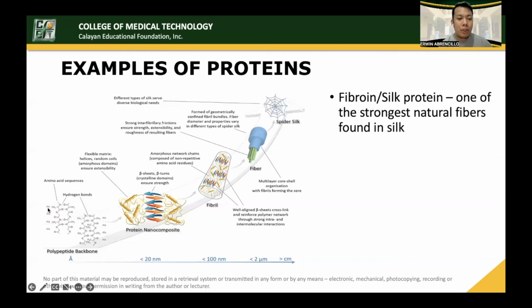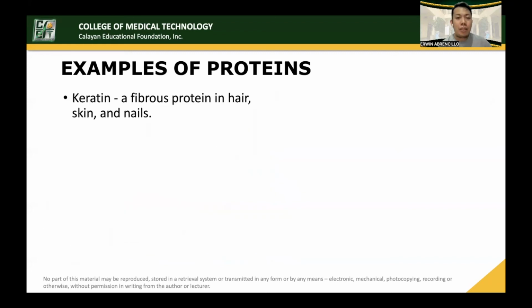So if you are going to zoom in on a polypeptide backbone, you have here the amino acids that are linked together by polypeptide bonds as well as hydrogen bonds. So that's why silk protein, or fibroin, is one of the strongest natural fibers found in silk. Okay, so another example of protein is keratin, a fibrous protein in hair, skin, and nail.